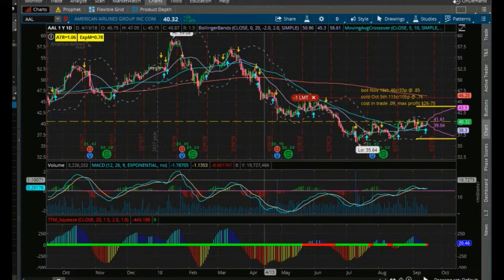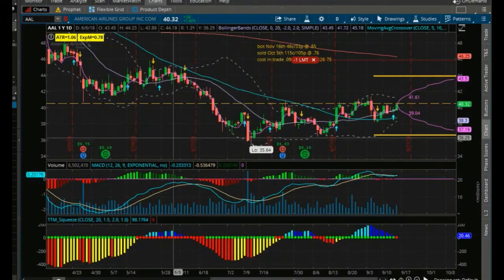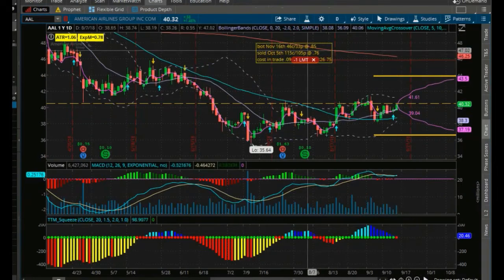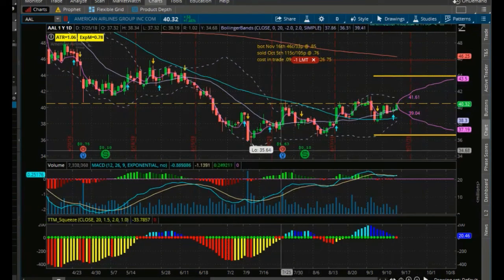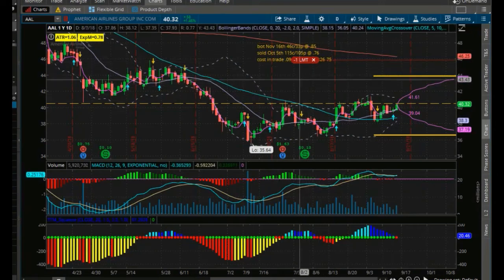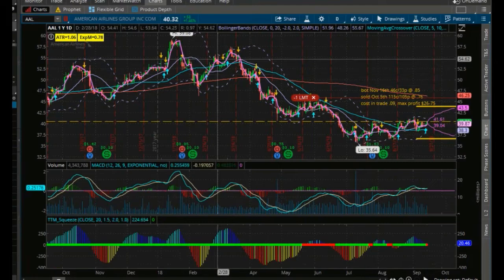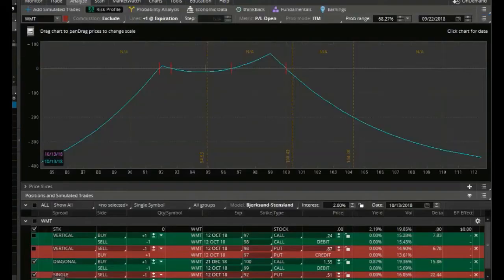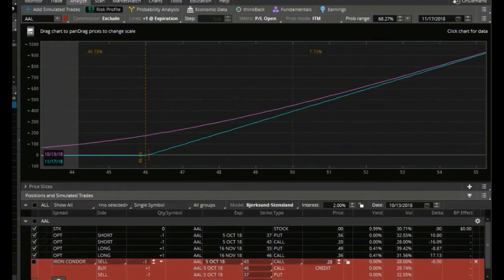Really obnoxious. So here's our American Airlines double diagonal. Sold the October 5th. These yellow lines are my break evens. It just needs to be somewhere in between here on October 5th for profit. I can't really see that. Oh yeah, that was the one I spent $9 on. So let's see. It says profit 26 to 75. Is that right?